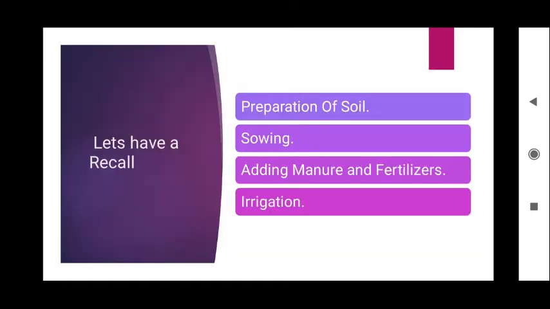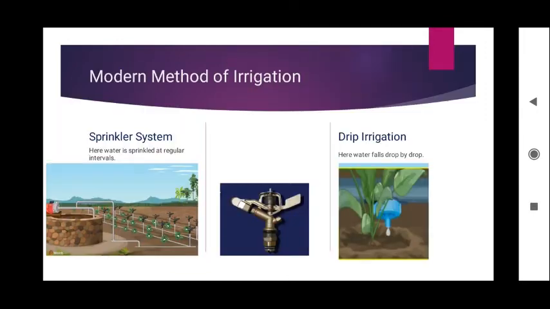Before going to the new topics, let us have a small recall of the topics we completed in the last video. Among them, the four important steps we have learnt are preparation of soil, sowing, adding manure and fertilizers, and irrigation. Under irrigation, we have studied the traditional methods of irrigation, and today let us move on to the modern methods of irrigation. Modern methods of irrigation help us to use water economically.